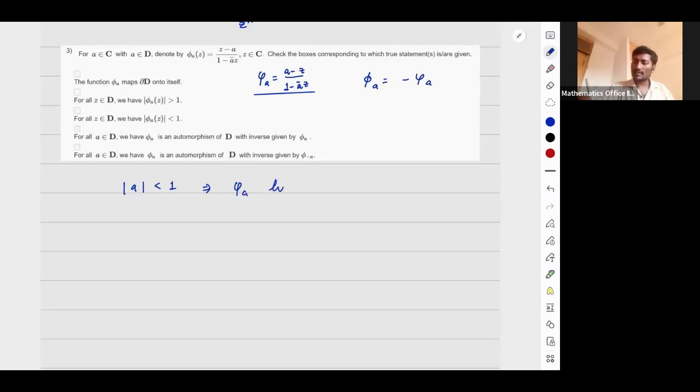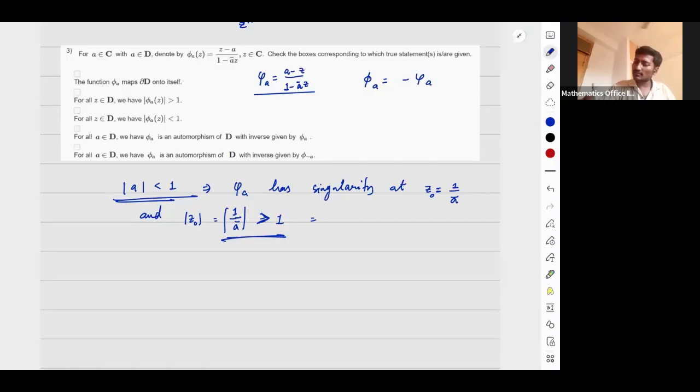Phi A has a singularity at z equal to 1 by A bar. If we check the modulus of this, the modulus of z naught will be modulus of A or A bar, it doesn't matter, both moduli are the same. This is exactly bigger than 1. This implies the problem is not inside.